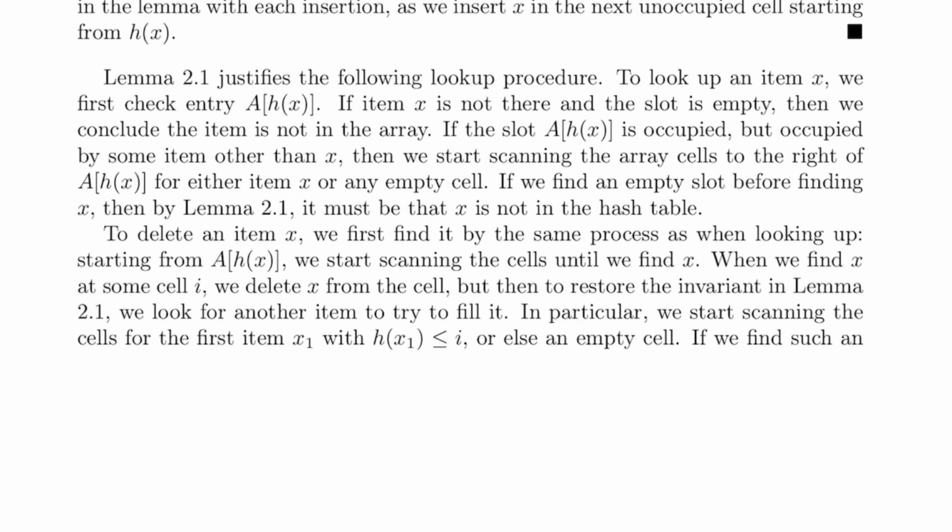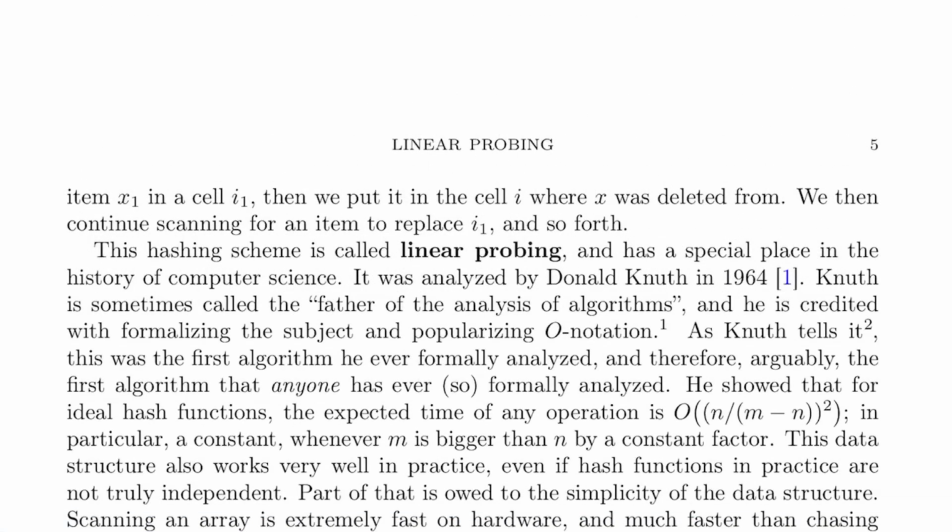To delete an item X, we first find it by the same process as when looking up. Starting from A[h(X)], we start scanning the cells until we find X. When we find X at some cell i, we delete X from the cell, but then to restore the invariant in lemma 2.1, we look for another item to try to fill it. In particular, we start scanning the cells for the first item X1 with its hash code h(X1) less than or equal to i, or else an empty cell. If we find such an item X1 in a cell i1, then we put it in the cell i where X was deleted from. We then continue scanning for an item to replace i1, and so forth.